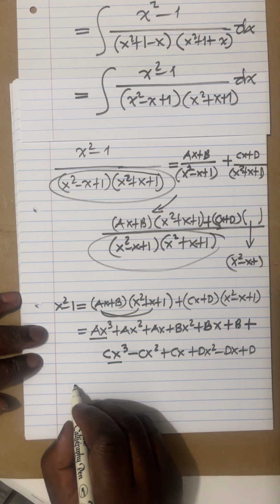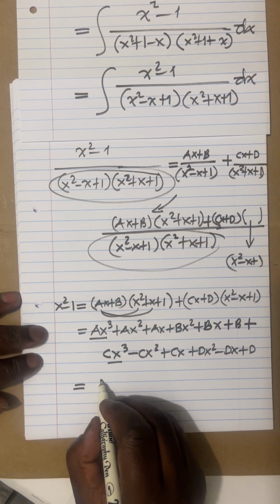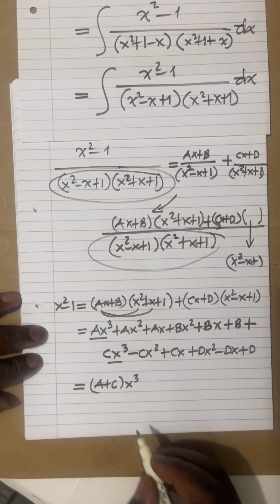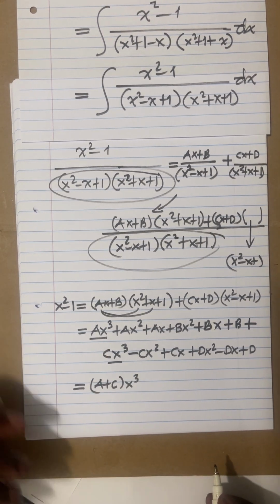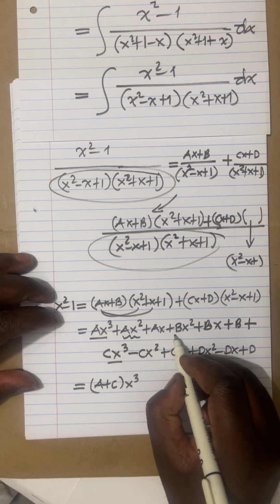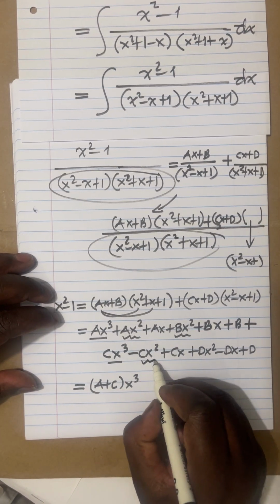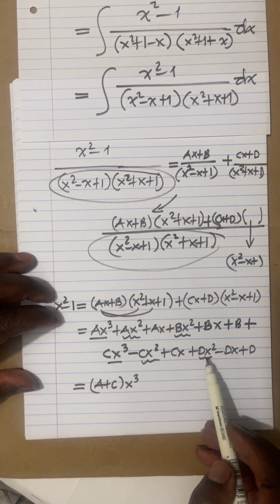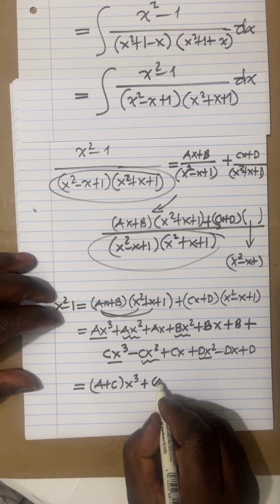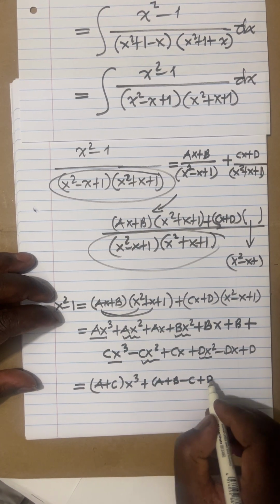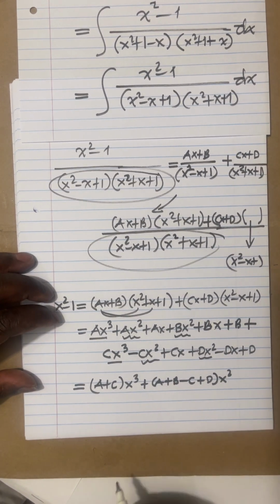So now I'm going to say that will be equal to, and if I factorize it, it will be a plus c in brackets x cubed. I'm done with these two terms. Now I'm moving to terms containing x squared. It will be that one, and that one, and that one finally. So it will be a plus b minus c plus d, and I have outside x squared.